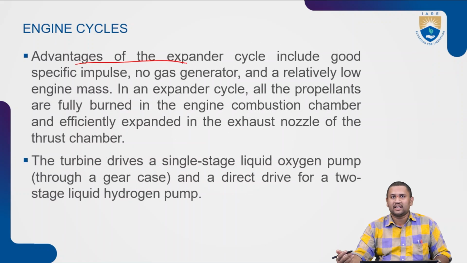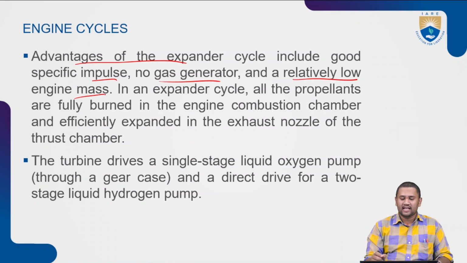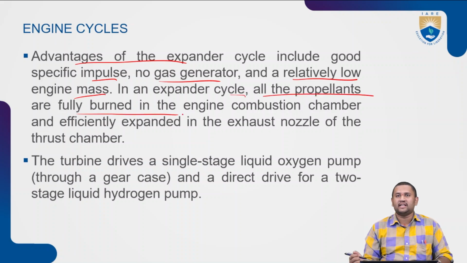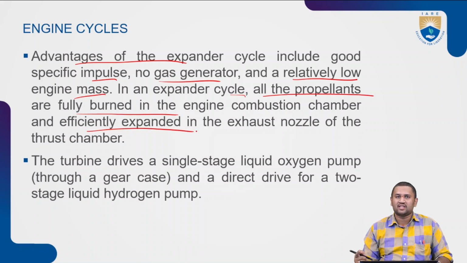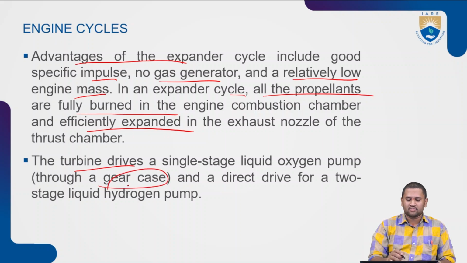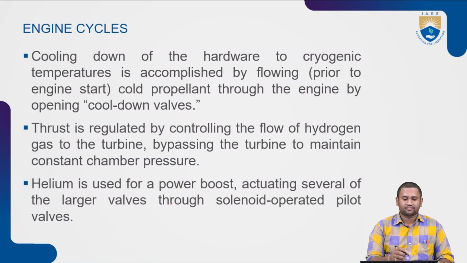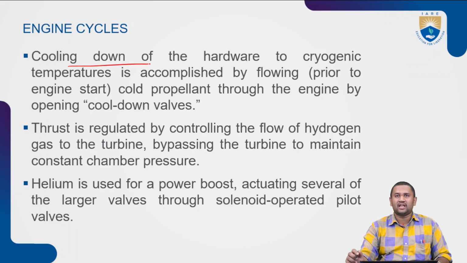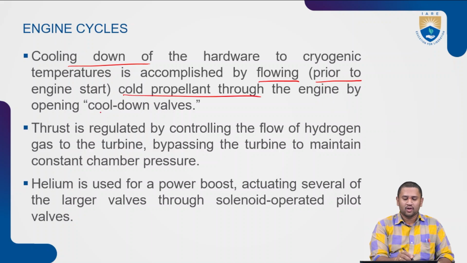Advantages of the gas expander cycle include good specific impulse, and there is no gas generator. And with a relatively low engine mass, in the expander cycle, all the propellants are fully burned in the engine combustion chamber and efficiently expanded in the exhaust nozzle of the thrust chamber. The turbine drives a single stage liquid oxygen pump through a gear case and a direct drive for the two-stage liquid hydrogen pump. Cooling down of the hardware to cryogenic temperatures is accomplished, prior to the engine start, by flowing the cold propellant through the engine by opening the cool down valves.